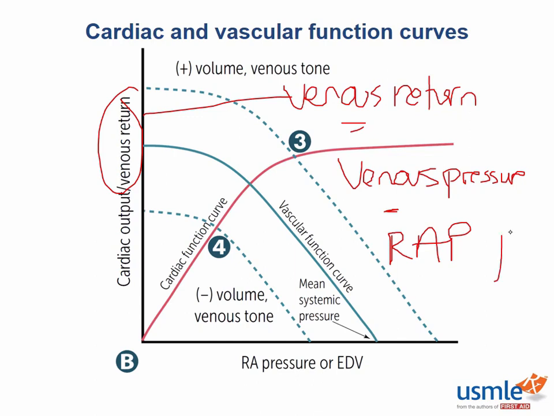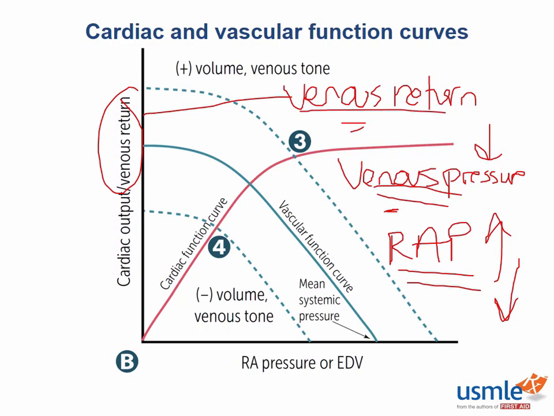If the right atrial pressure is greater than the venous pressure, we're not going to see blood flow from a lower pressure state to a higher pressure state, so we're not going to see blood go from the veins back into the right atrium. So when the right atrial pressure is low, we see an increase in venous return. I hope that helps define what we mean by venous return.